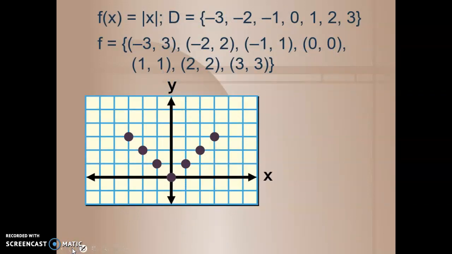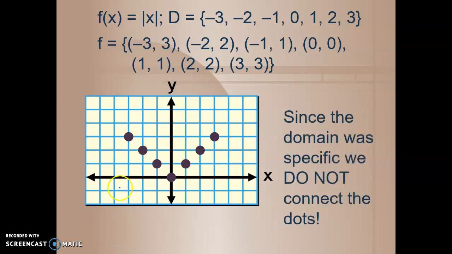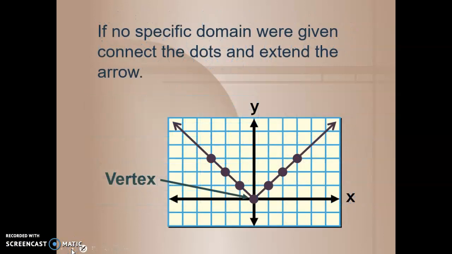Let's graph all of these points. Here you can see all of these points on the graph. Since the domain was very specific, that we were only to use these 7 values, we do not connect the dots. We don't want to include 1/2 or 1.5 or any of these other values that would be included if we drew a line. Because they gave us specific values, we're only going to plot the specific points.